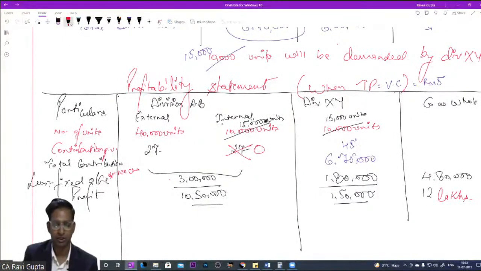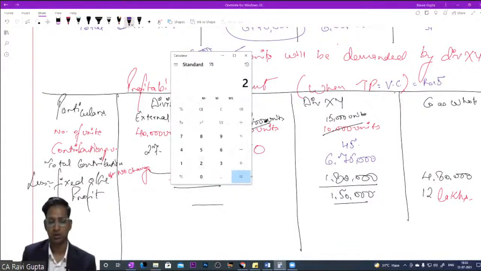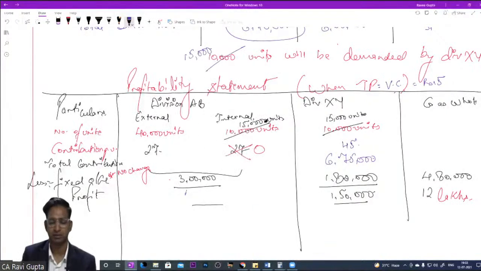No change. Okay. So this is going to be our profit. What will be our profit? We need to calculate. 27 into 40,000. It will be 10,80,000 minus 3 lakh rupees. It will be 7,80,000 rupees. Okay.